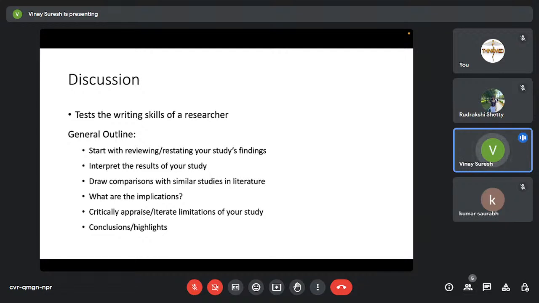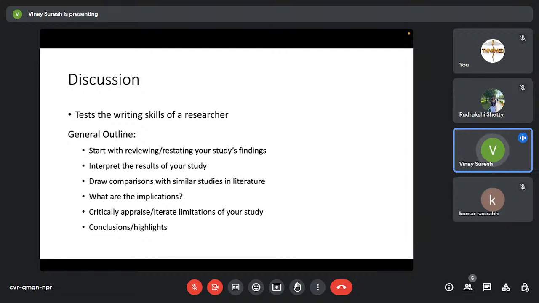And then after that, you try to draw comparisons with similar studies in literature. And of course, whatever you conclude from the findings of your paper, they have clinical implications. So you need to mention what implications they have. And do not forget to critically appraise and iterate the limitations of the study. Every study has limitations, no study is perfect. And the more clearly you describe them, it reflects well on the authors, because that reflects the originality of your paper and also how much you understand research. And then the conclusion and highlights.